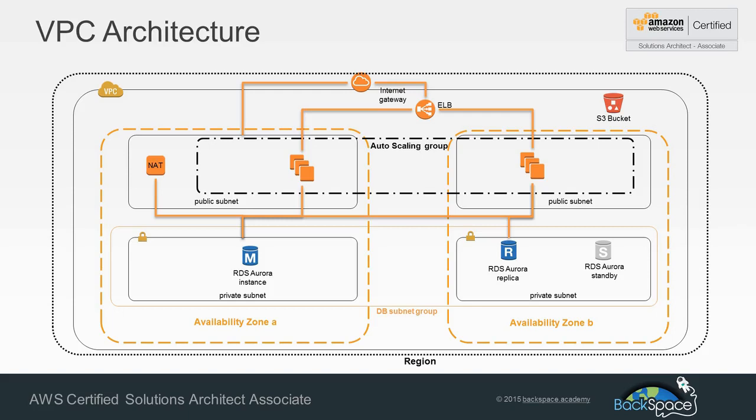We're also going to create a DB subnet group, and we need that to launch our multi-AZ RDS Aurora instance into. So we will be launching an RDS Aurora instance inside our private subnet in one availability zone, and that will be multi-AZ. So there will be an RDS Aurora standby instance inside another availability zone. We will then create an RDS Aurora read replica in the second availability zone, and that will be to take some of the read load off the RDS master database.